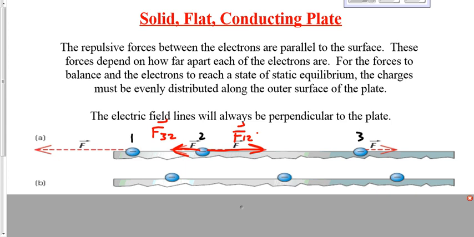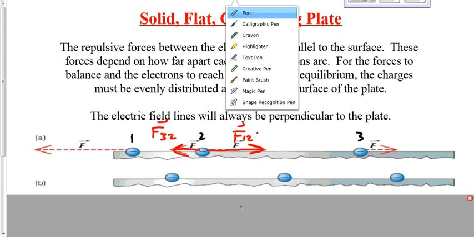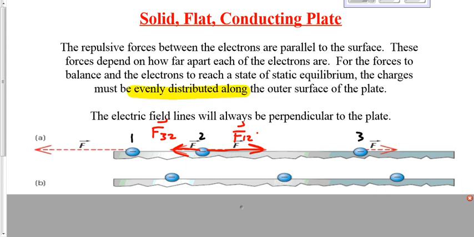So what happens to these excess charges? Well, they go to the outer surface again, and they end up being, once again, evenly distributed. When we have a nice uniform surface, like a solid conducting sphere or a nice flat plate like this, they always end up going to the outer surface, and they always end up being evenly distributed.